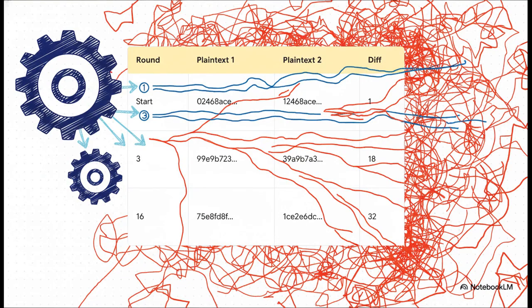Let's walk through a totally concrete scenario to see this in action. Let's look at a starting point where plaintext 1 starts with a 0 and plaintext 2 starts with a 1. That is a single 1-bit difference in an entire 64-bit block. Now watch what happens as it cascades through the Feistel rounds. By round 3, that single changed bit has infected the block, and now 18 bits differ between the two messages. By the time we hit round 16, you get completely different hexadecimal outputs.